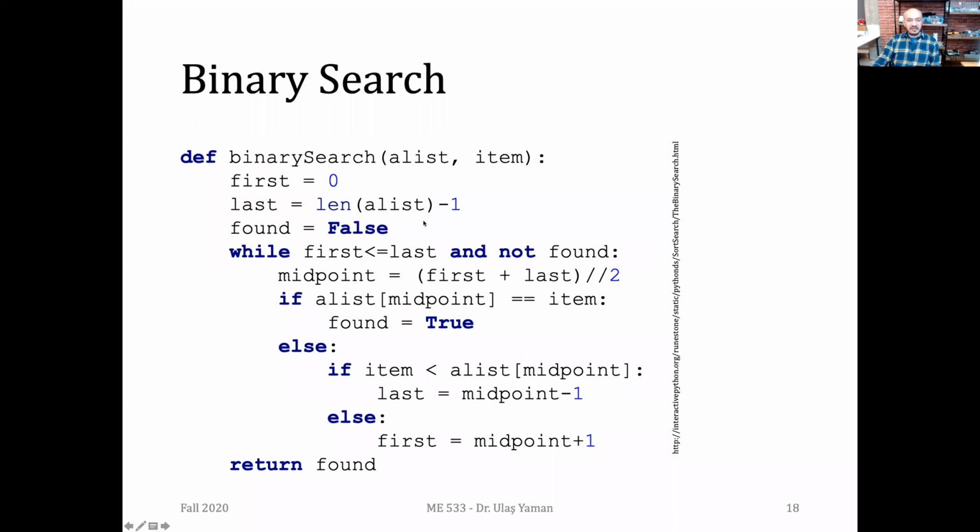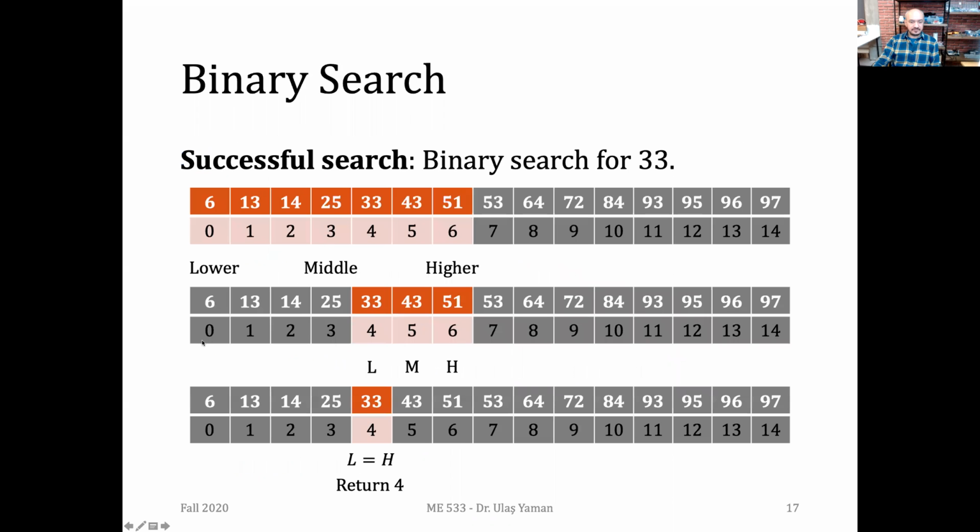So this is the implementation in Python. The function is called binary search, and we have the list as the input and the item we are looking for. So the last part, do you mean here actually?